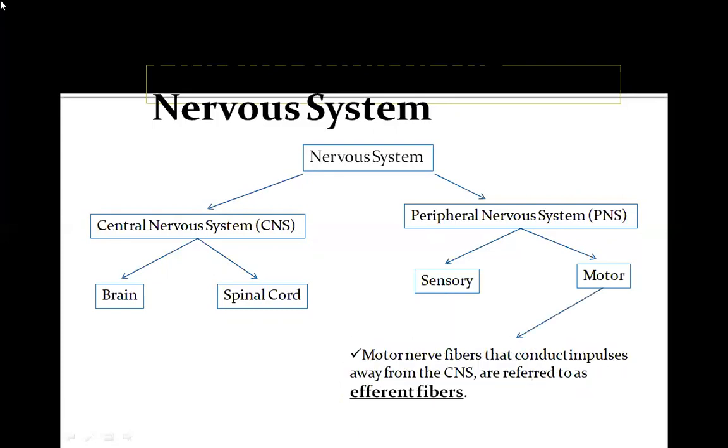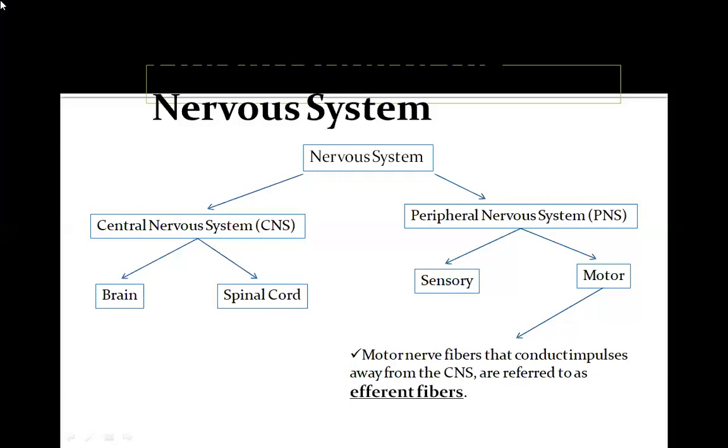Then next are the motor nerve fibers that conduct impulses away from the central nervous system, which are referred to as efferent. वो था afferent और ये है efferent. मोटर नर्व फाइबर्स जो होते हैं ये impulses conduct करते हैं, मतलब ये जो central nervous system है उससे away होते हैं, उससे दूर होते हैं और ये impulses को generate करते हैं, और इसको हम लोग क्या बोलते हैं, that is called efferent fibers.